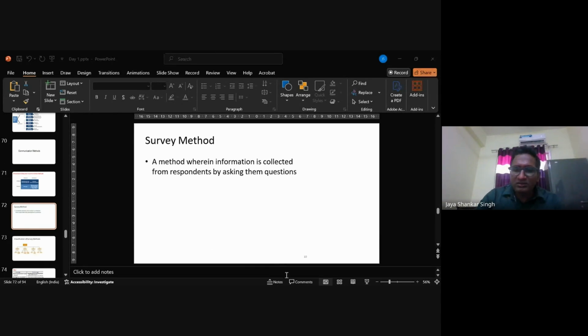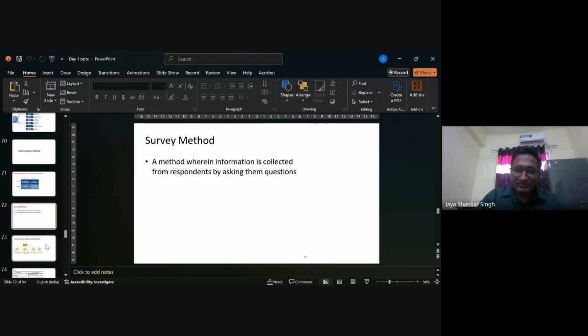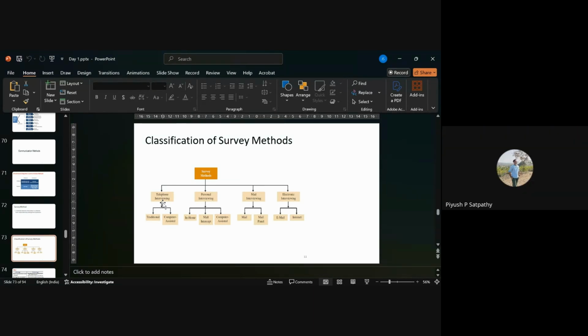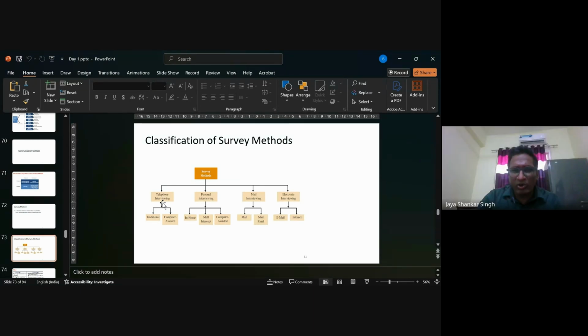Is the survey clear to all of you? Now, look at the classification of survey methods: telephonic interview, personal interviewing, mail interviewing, electronic interviewing. I hope all of you understand how telephone interviewing works when you need a survey. Yes, sir. We have seen that nowadays politicians also use telephonic interviews to understand how good or happy the people in the constituency are.